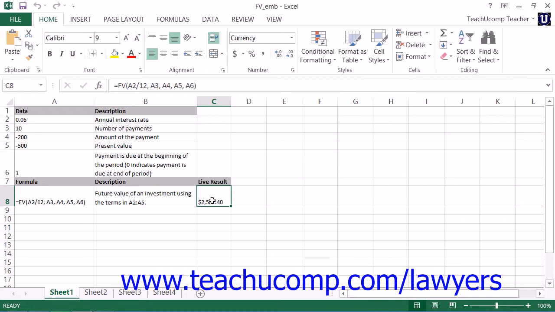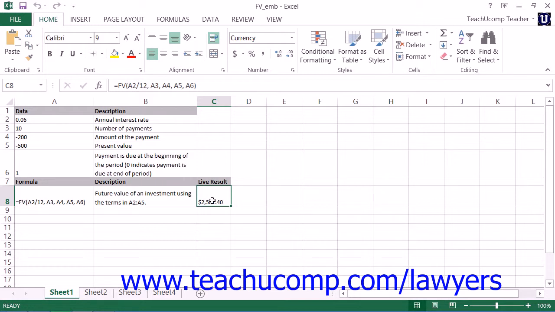For example, the monthly interest rate on an account that pays 6% interest per year would be 6% divided by 12, or 0.5%. You could enter 6% divided by 12, 0.5%, or 0.005 into the formula as the rate argument.